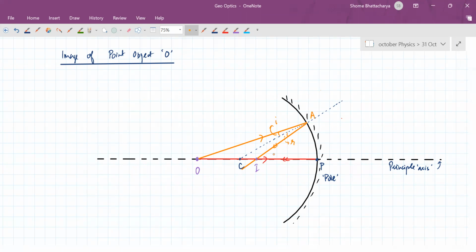So imagine O is a small LED bulb or a candle tip or something. O is a point object. Okay. So now I in this case is its image.